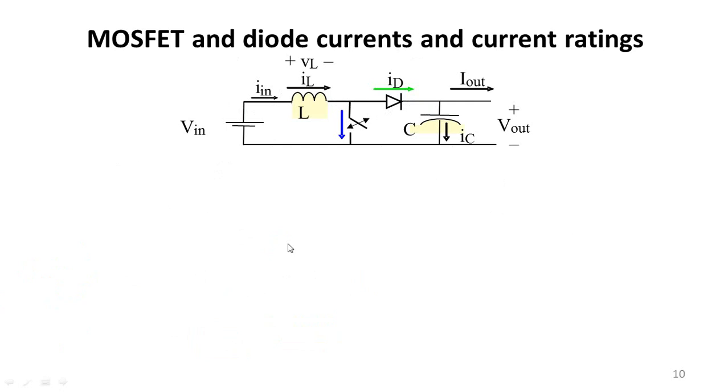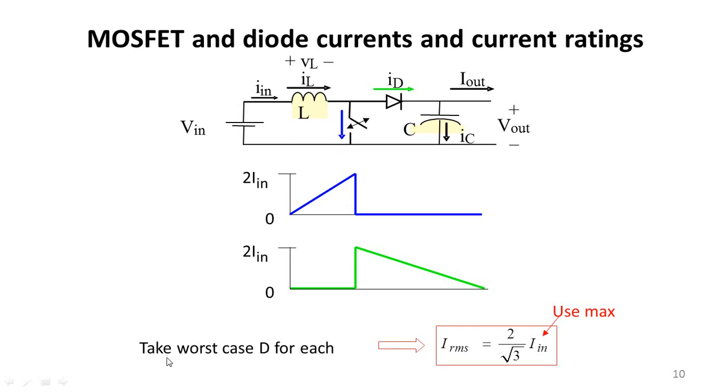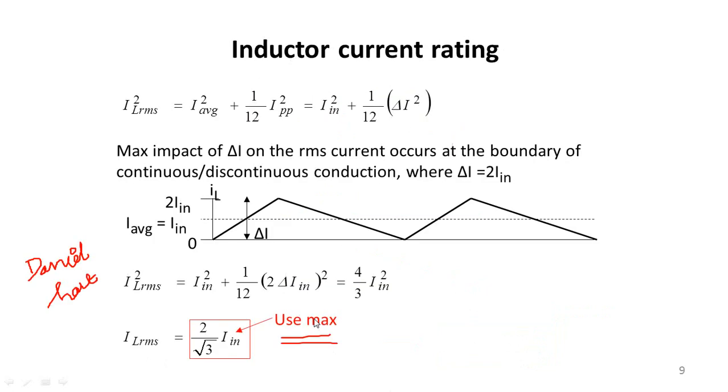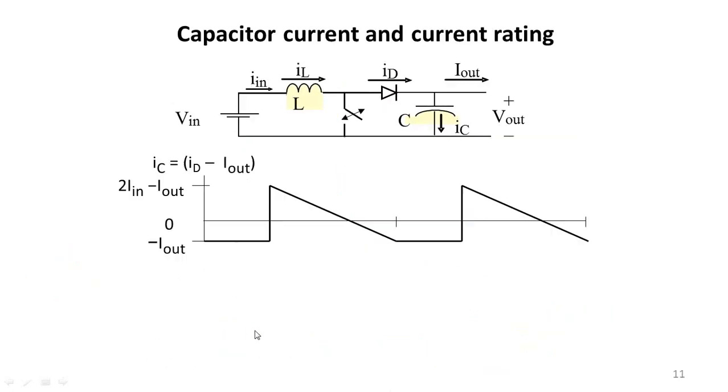So these are the simple current ratings that we will put. This is during the on period, this is during the off period of the switch. So the worst condition that you have to design for is 2 by 3 root 3 of your I_in. So this is what we discussed in the previous slide, the root mean square value. This is the fundamental value that you will get.